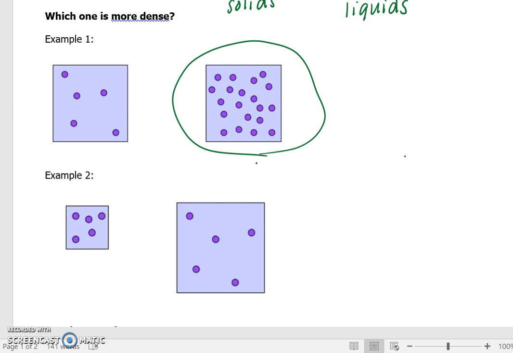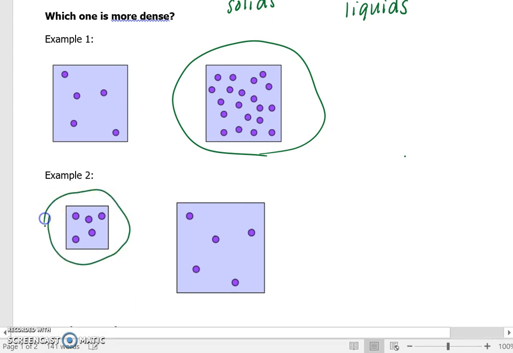All right, example 2. So example 2 here, we have 2 more examples of matter. And on the left, we have 5 dots, and on the right, we also have 5 dots. But you can see the one on the left has a much smaller space. So even though we have the same amount of matter, since we have a smaller amount of space, the example on the left would then therefore be more dense.